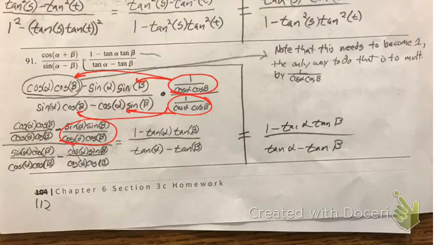Other questions on this one? Okay, other questions? 89.